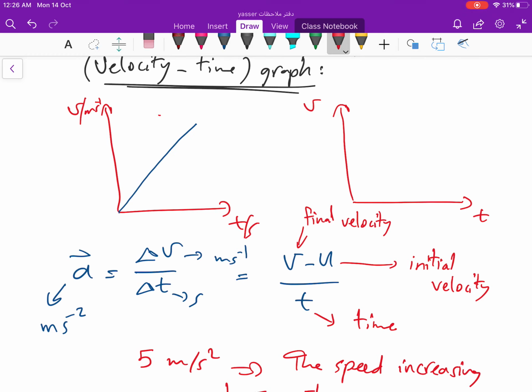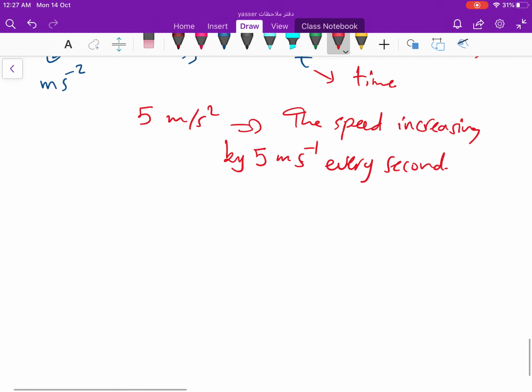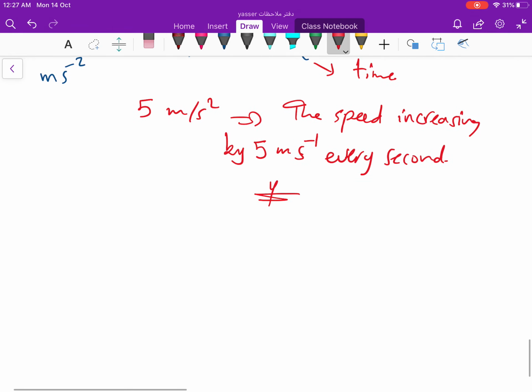If the graph is represented by a straight line parallel to the time axis, this object is moving with constant or uniform velocity. If the object is moving with constant velocity, there is no change in velocity. If there is no change in velocity, it means there is no acceleration, no speeding up. So acceleration is zero at this point. Acceleration, as we said, may be positive or negative.